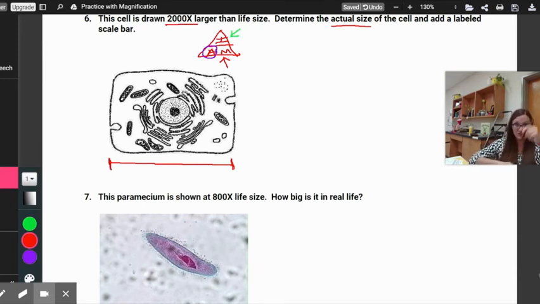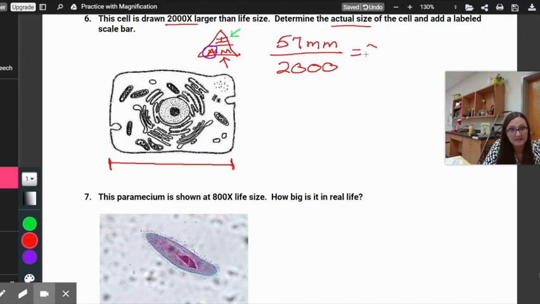And then when you measure it on the actual paper, it measures 57 millimeters. Okay, so don't write that on the scale bar. Write it off to the side because that's just the image size. So 57 millimeters. And according to our IM triangle, what we will do now is take that image size and divide it by the magnification. Okay, and when you do that, you get 0.0285 millimeters.